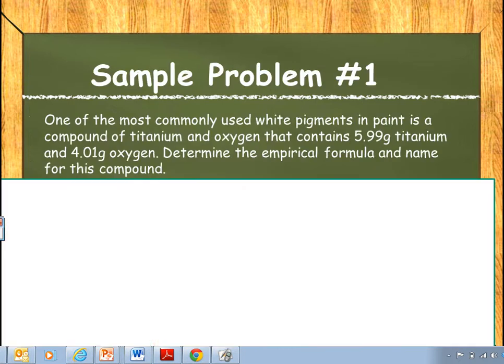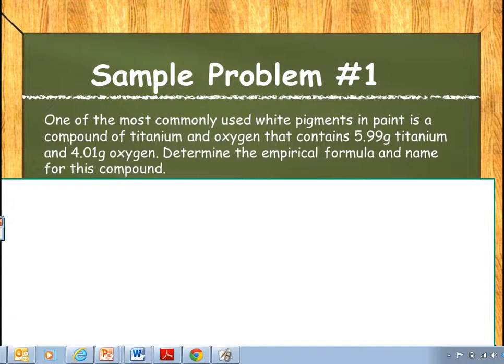It's 5.99 grams titanium and 4.01 grams of oxygen. Determine the empirical formula and name for this compound. Okay, so what is the very first step outlined in finding empirical formula? Determine the mass of the element. Okay, so let's determine the mass of each element.